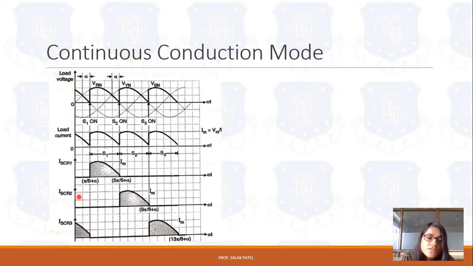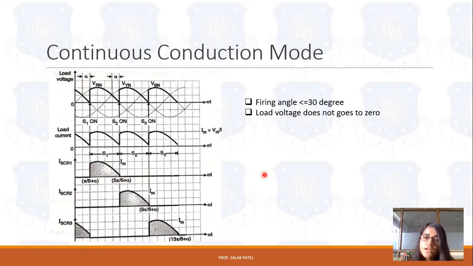But for this operation, the alpha or firing angle should be less than or equal to 30 degree. Here load voltage does not go to 0. That's why load current again does not go to 0. So here you can see that the current across SCR1 will be pi by 6 plus alpha to 5 pi by 6 plus alpha. In SCR2 it will be from 5 pi by 6 to 9 pi by 6. In SCR3 it will be 9 pi by 6 to 13 pi by 6 plus alpha. So these will be the waveforms in case of continuous conduction mode.